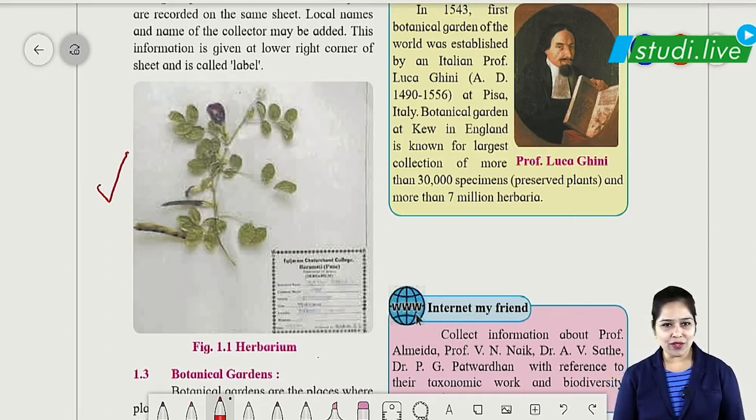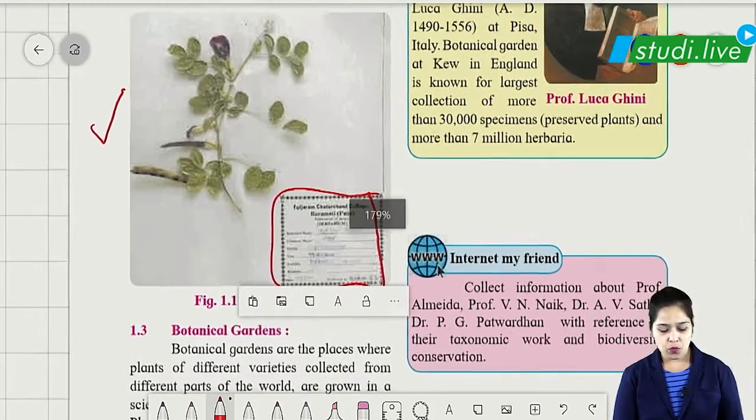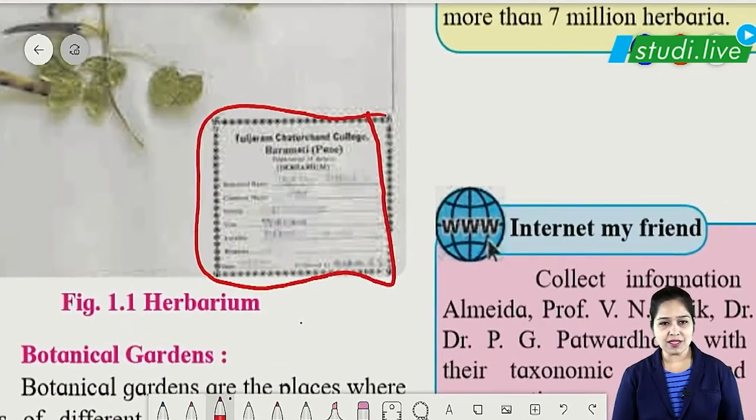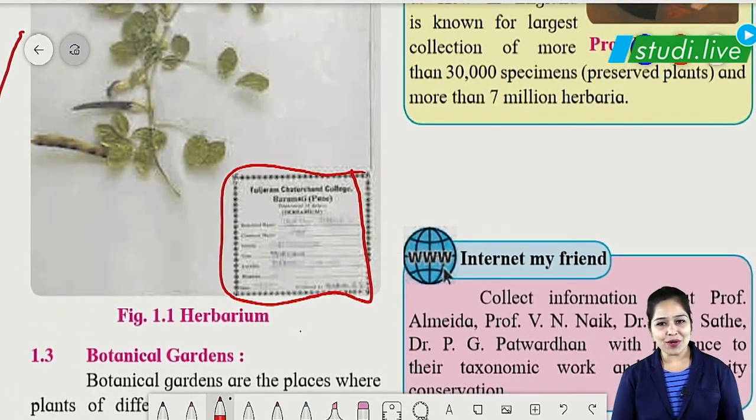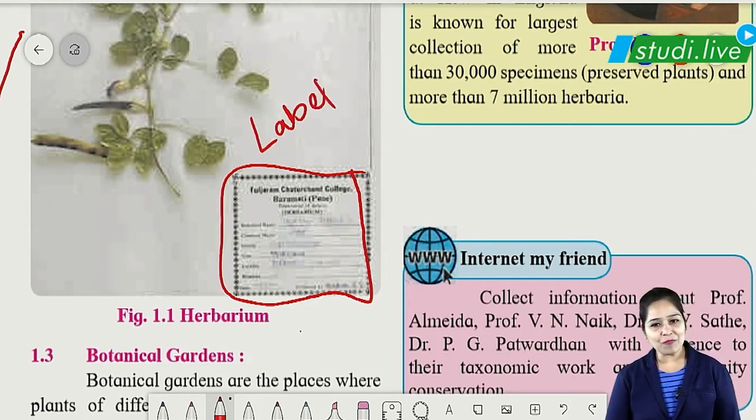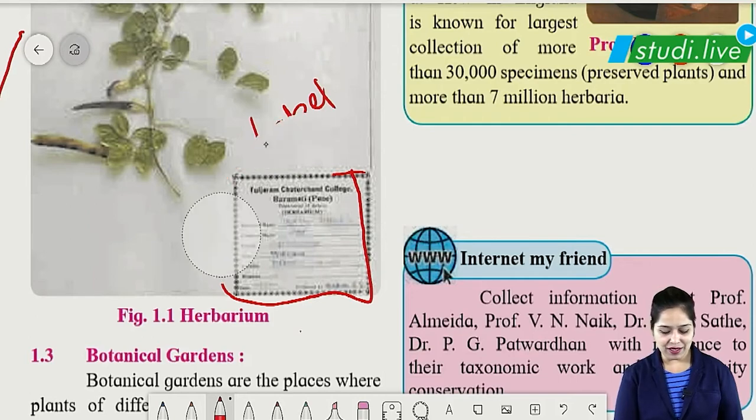We can see over here that in the extreme right hand side corner, what is written is from where it is obtained, and the detailed description is given. So what is written in this right hand side corner is called the label. After mounting it on a standard size sheet to preserve it, it needs to be labeled, with detailed information regarding the plant material which is kept in the herbarium.